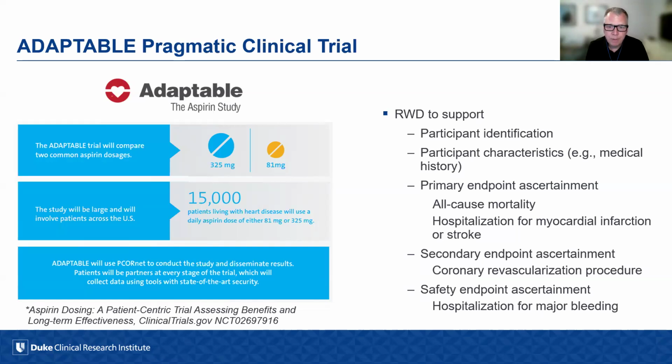Once people enrolled, we would get their characteristics by PCORNet. All-cause mortality and hospitalization for MI or stroke were the main endpoints, and then coronary revascularization was a secondary one. And then the safety endpoint was hospitalization for major bleeding. All of that, maybe not mortality. I forget how exactly we did that, but all the other ones were really supposed to come from claims data only.